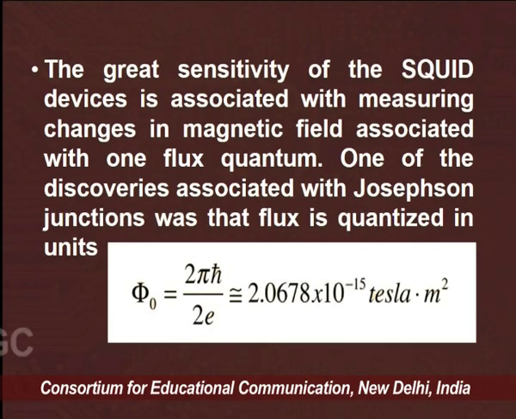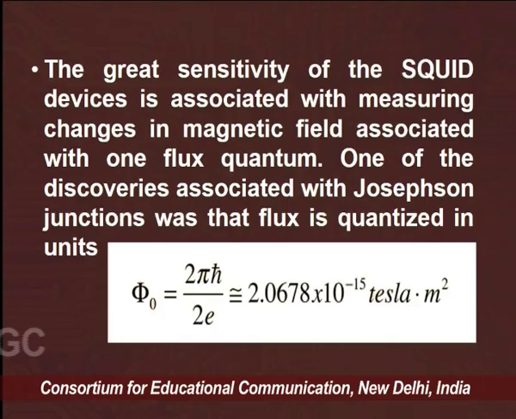The great sensitivity of SQUID devices is associated with measuring changes in the magnetic field associated with one flux quantum. It means we can also calculate the variation of the magnetic field. One of the discoveries associated with the Josephson junction was that the flux is quantized in units. You can see the value of flux, phi naught, is equal to 2 pi h cut by 2e, all of which are constant quantities. We can put in these values and get phi naught, that is, the flux is quantized in units of 2.0678 times 10^-15 Tesla meter squared.